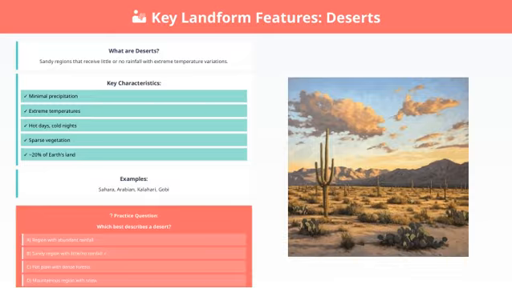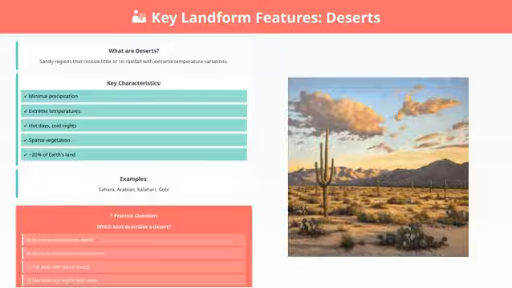Now, what are the key characteristics that define deserts? First, they have minimal precipitation, meaning rain is rare or hardly ever occurs. Second, they experience extreme temperatures, hot days and cold nights. Third, the vegetation in deserts is sparse because plants struggle to survive with such little water. Finally, deserts cover about 20% of Earth's land surface, making them a significant part of our planet's geography.